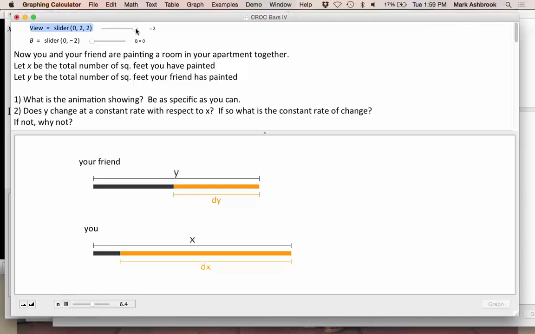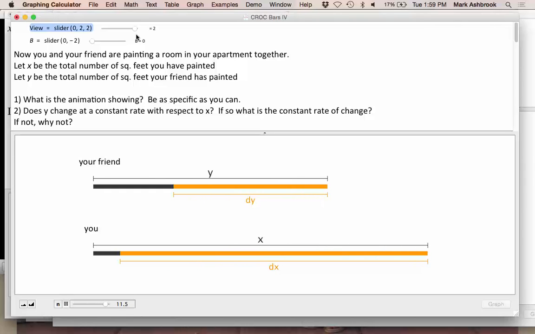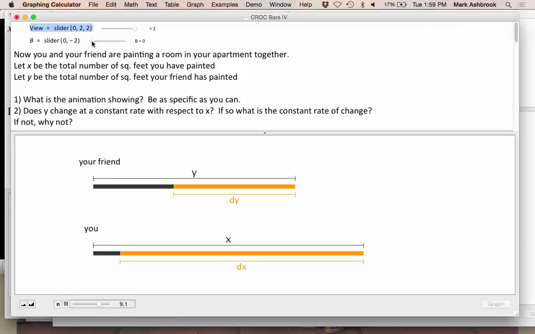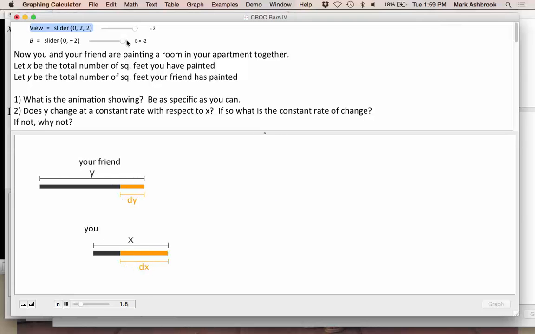All right, I'm going to change it one more time. Watch this. Now, when I do the next change, the size of the x and the y bars remain the same. It's not going to change how those x and y are changing together and their magnitudes in terms of amount painted. But what I'm going to do is take your friend's bar and shift it back like this. Okay, go. Talk again.